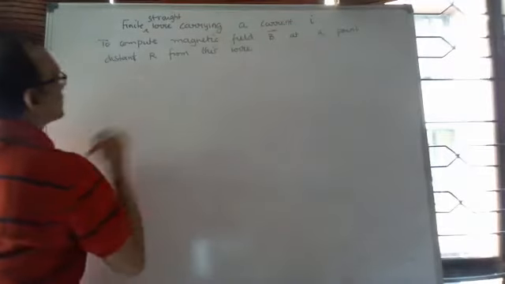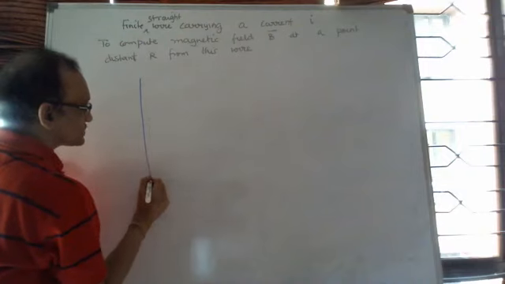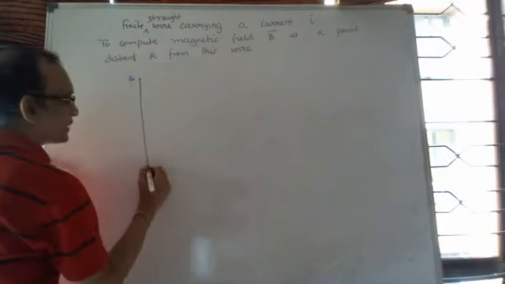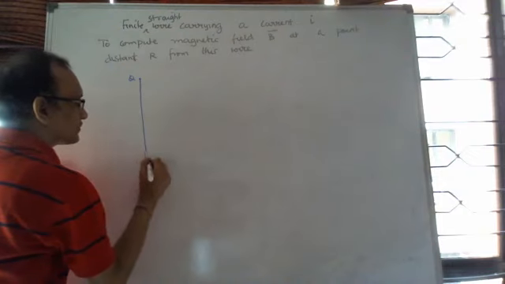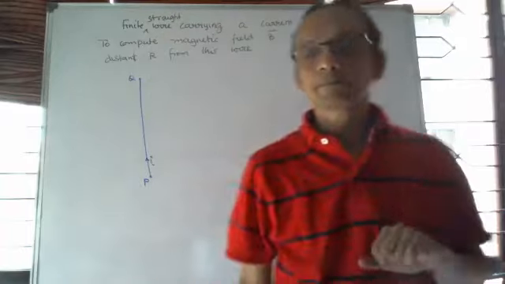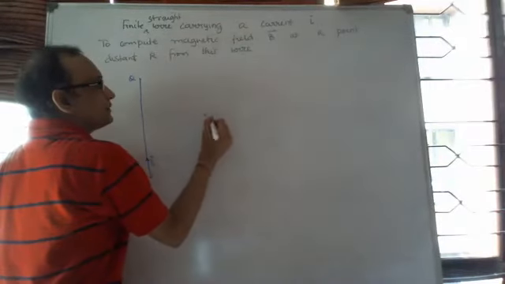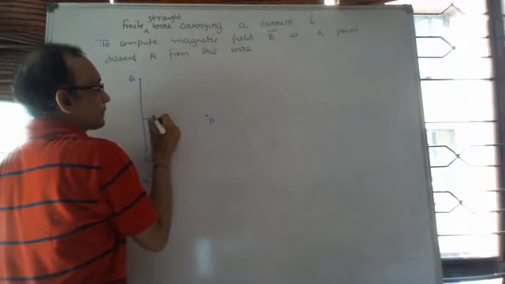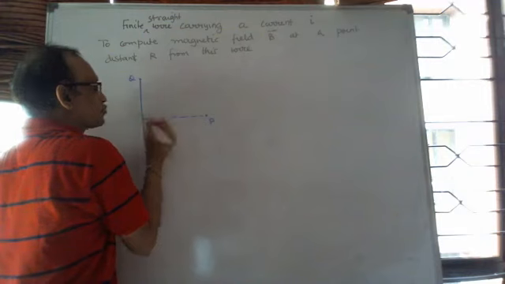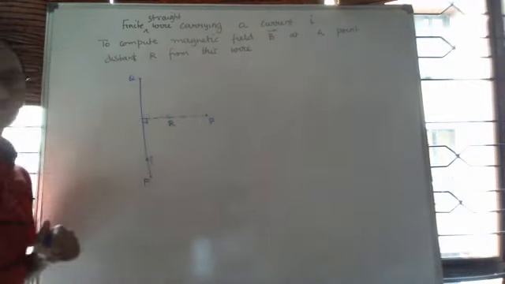So to require, this is a wire, a straight finite wire, and it carries a current. There is a point P whose perpendicular distance from this wire is R.